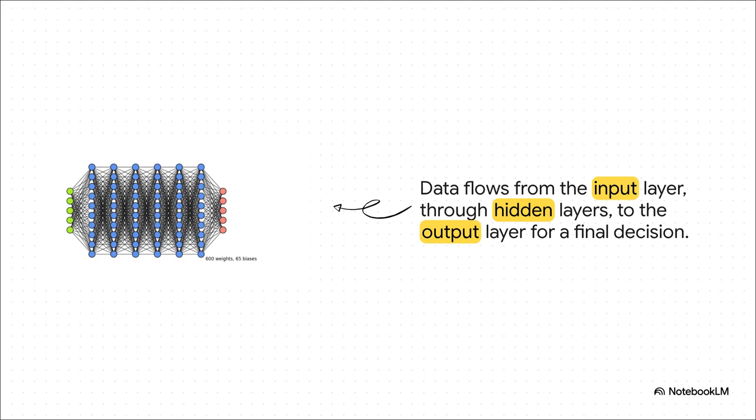You can think of that as the mailroom. Then it gets passed through all these hidden layers. Those are like the specialized departments where all the real analysis happens. And then finally, it gets to the output layer. Let's call that the CEO's office, which makes the final decision.